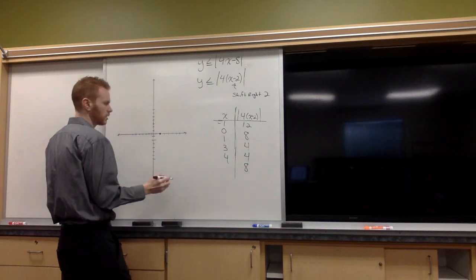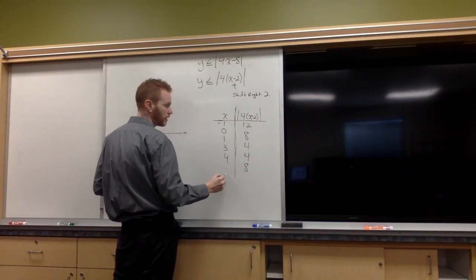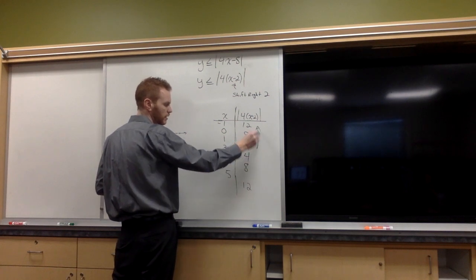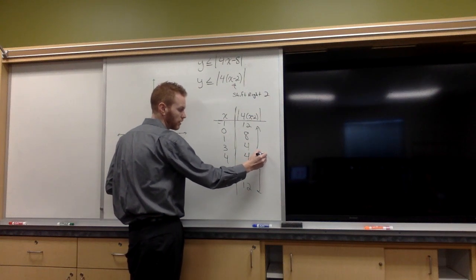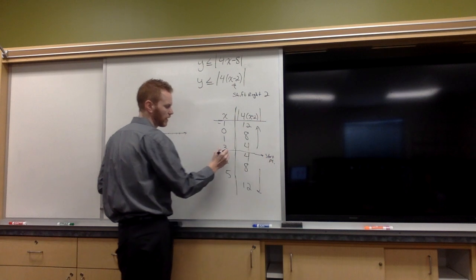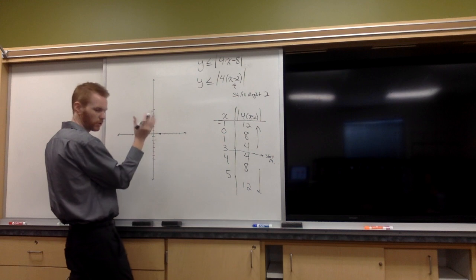Okay? And notice how this is kind of symmetric, right? If I were to go 5, my value is going to be 12. See how the values repeat? Which means right here is your starting point. Right there. Kind of cool, right? So, just with a little bit of symmetry.